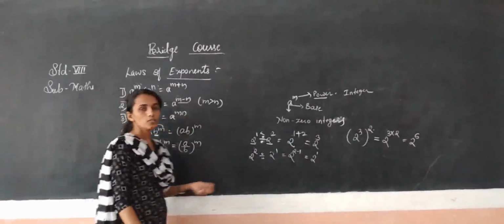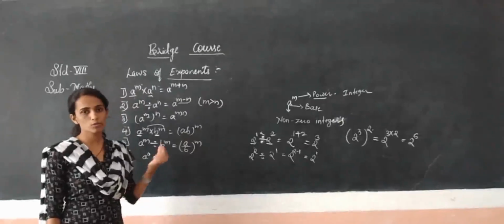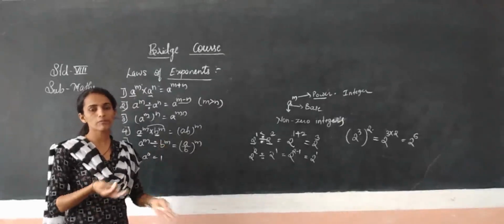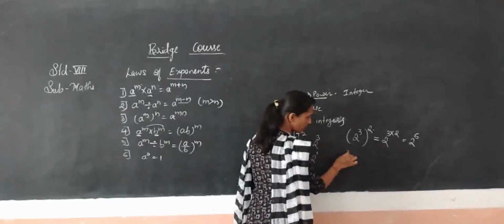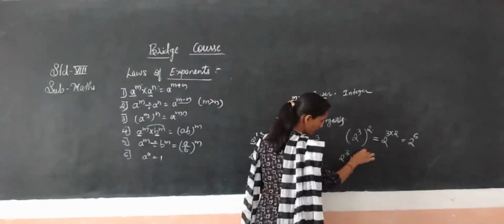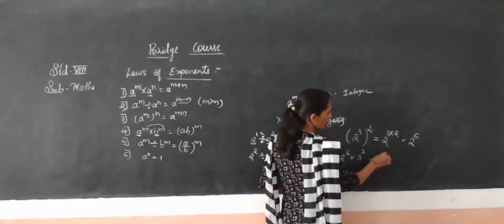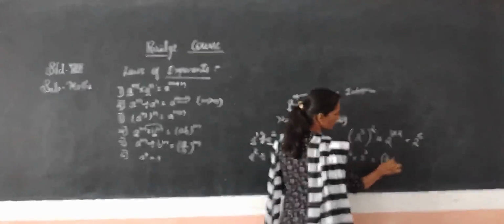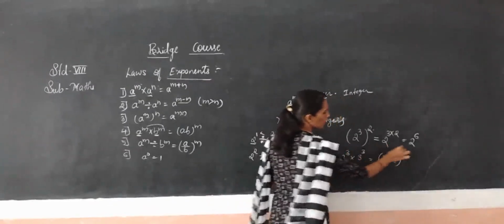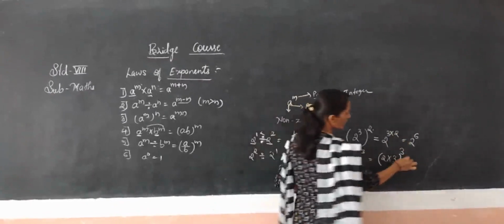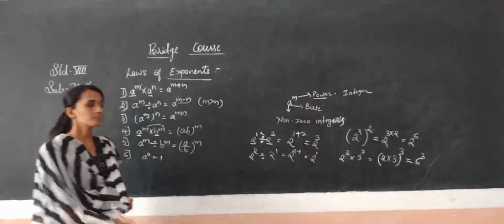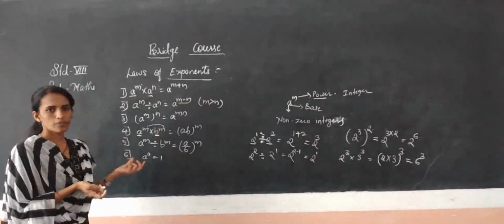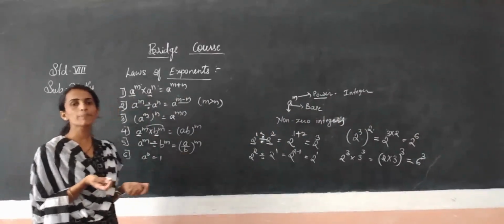So how to write this? The bases are different and the exponents are the same. So we have to multiply the bases, put them in brackets, and write the exponent as it is. For example, 2 to the power 3 into 3 to the power 3. How to write this one? a into b means 2 into 3, and the power is the same, so you write the whole to the power 3. If we simplify it, 2 threes are 6, so that gives us 6 to the power 3. So we multiply the bases and keep the exponent as it is.